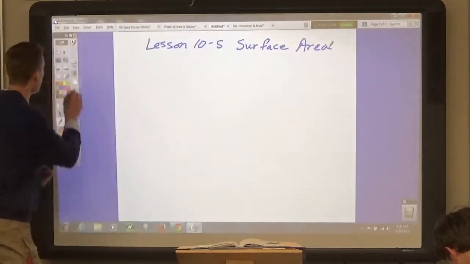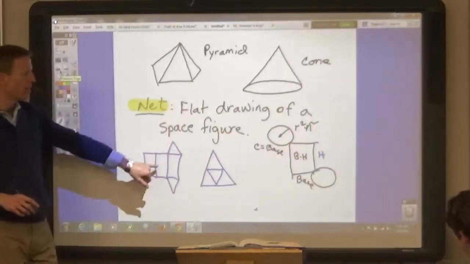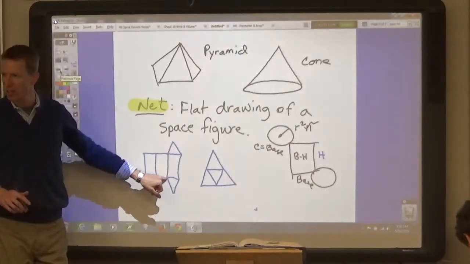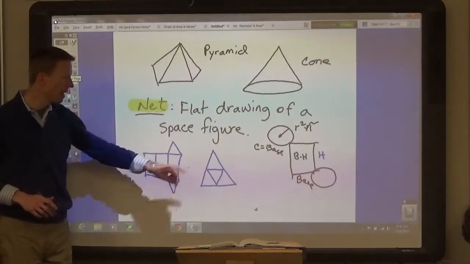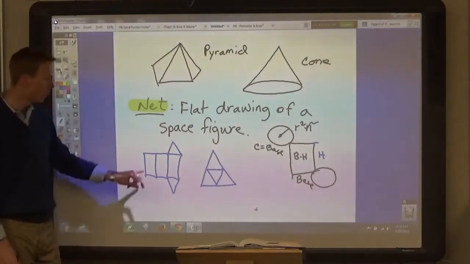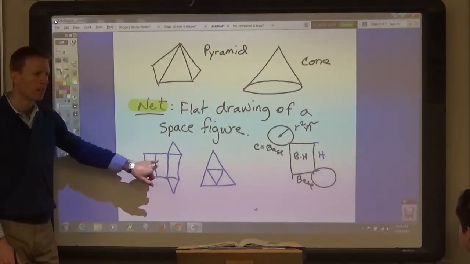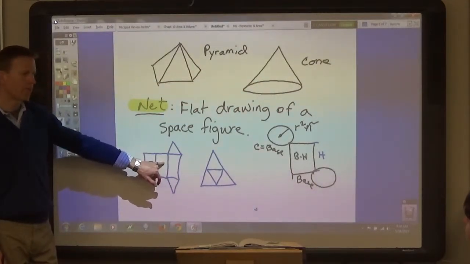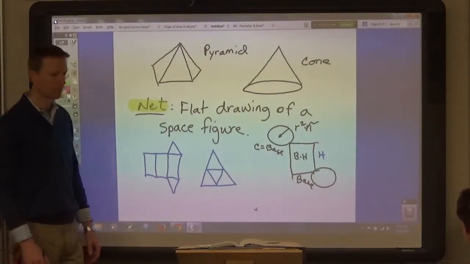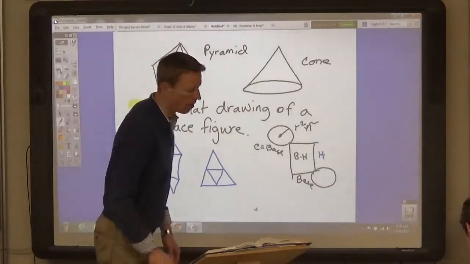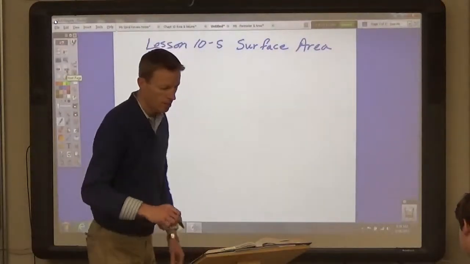So we talked a little bit about this last time. In helping understand what a net drawing is, we can understand that these faces and these bases make up the figure. So if we find the area of these pieces, we can find the surface area. Okay? Look at some of the figures that we've talked about already.